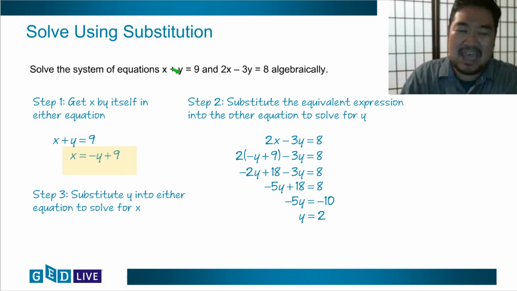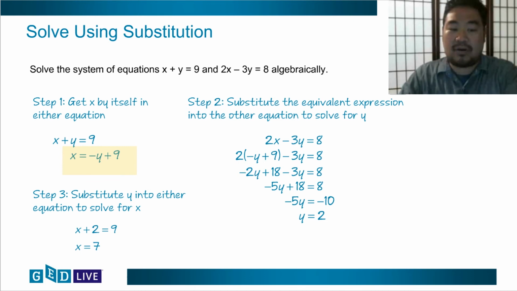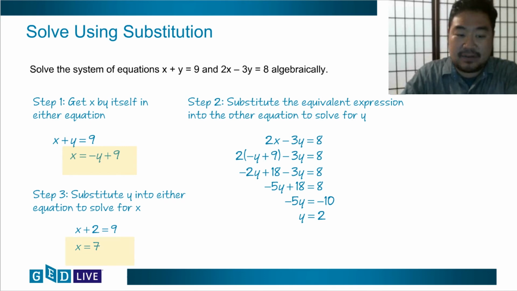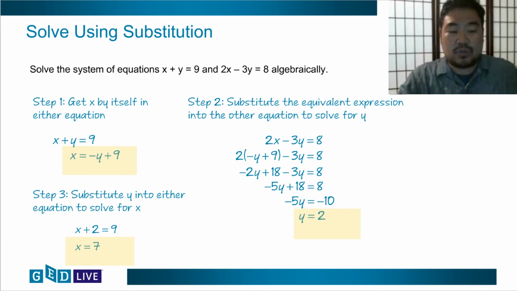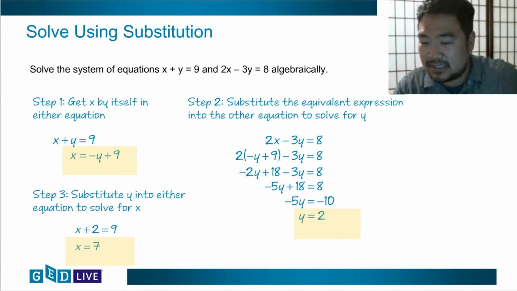So we can substitute: x plus 2 is equal to 9. And of course, x then would simply be equal to 7. There we go. So we've got our points that will work for both of those. Okay, so x is equal to 7 and y is equal to 2. So those are the x and y values that will work for both of these equations. All right.